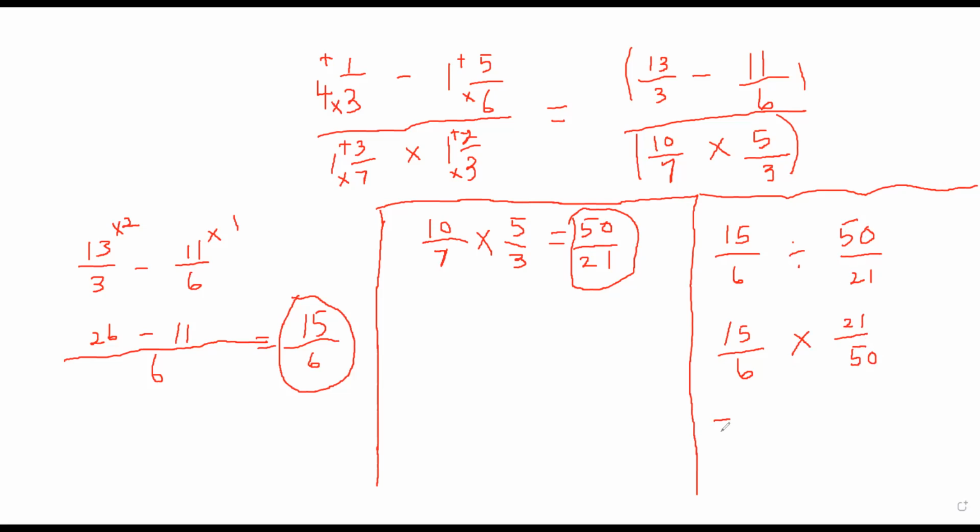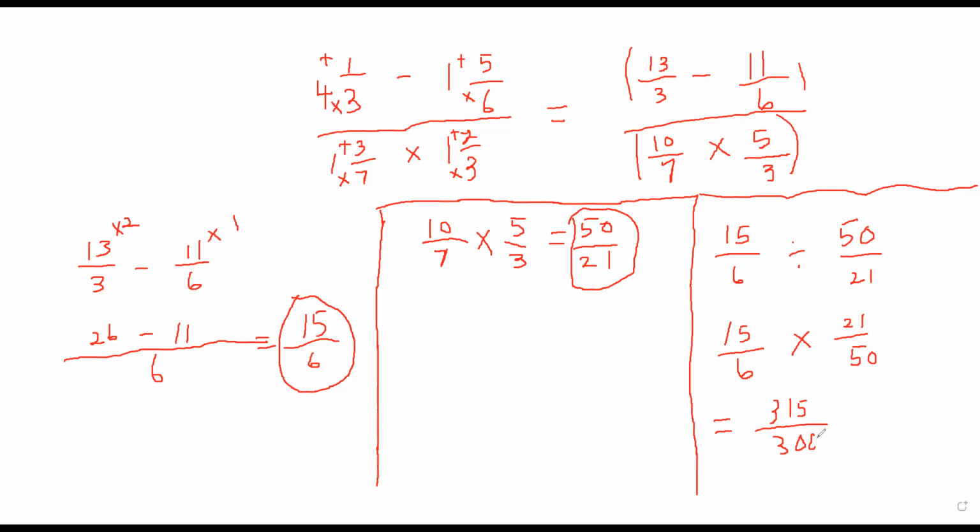So we multiply the top. So we say 15, multiply the two tops. So we say 15 times 21 gives me 315. And then we have 6 times 50 to give me 300, right?